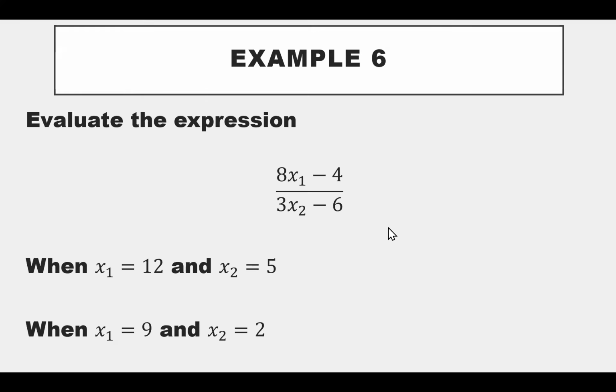Let's do this example. Here we have 8 times x1 minus 4, all divided by 3 times x2 minus 6. And we'll evaluate that expression in these two cases, when x1 is 12 and x2 is 5. And then we'll evaluate when x1 is 9 and x2 is 2. By the way, x1 and x2, the 1 and the 2 here are in the subscript spot.